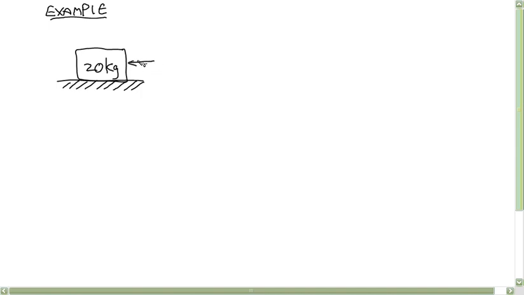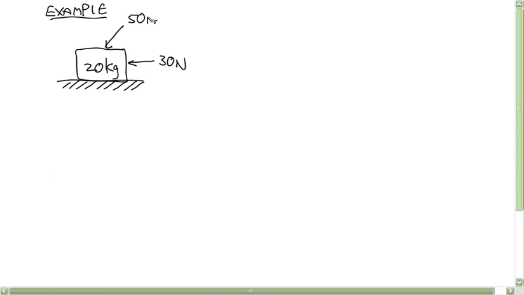Let's do another example. So say you have a box sliding along the floor at a constant velocity. The box is 20 kilograms. You have a horizontal force acting this way of 30 newtons.